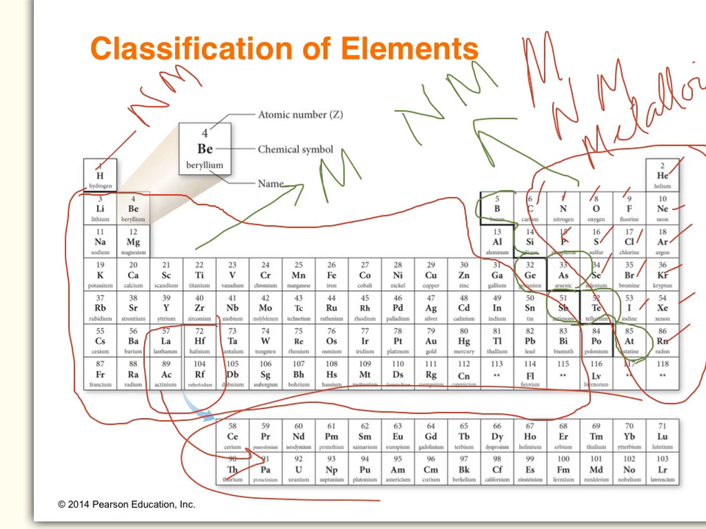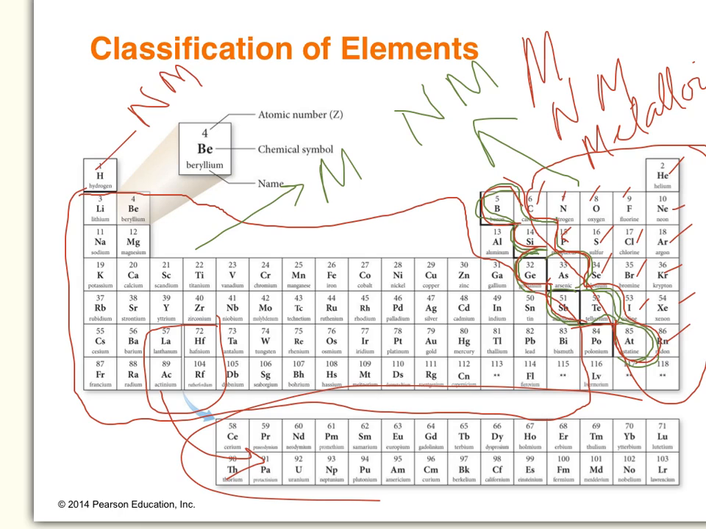So these are on either side of the ladder, okay, I don't know if you can see this clearly. Just to make it more clear, let me use another color. Boron, silicon, germanium, antimony, tellurium, astatine, arsenic. These are all metalloids.